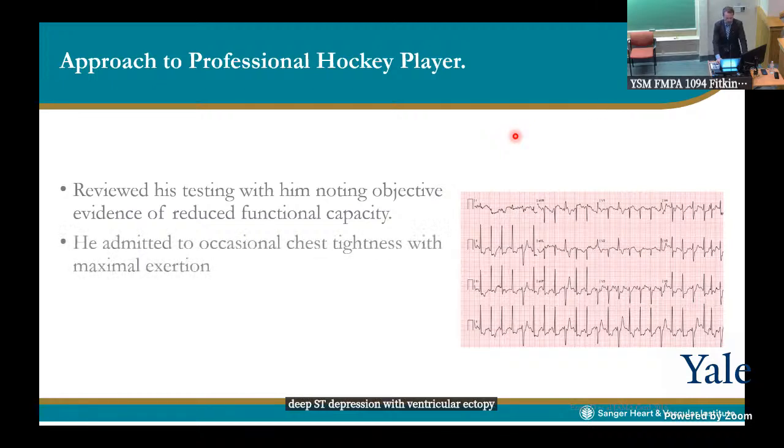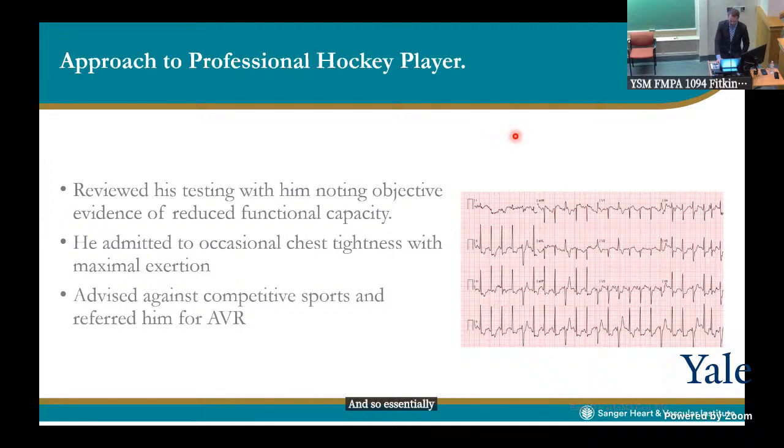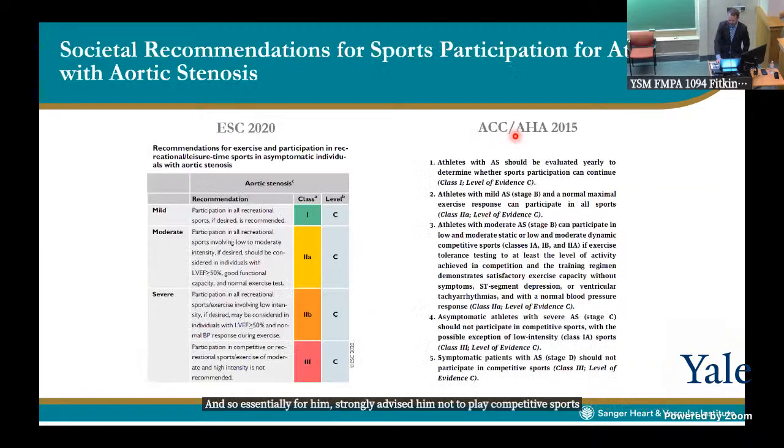And actually, when you talked to him and told him all of this, he said, well, yeah, I am getting a little bit of chest discomfort with exercise. And so essentially for him, I strongly advised him not to play competitive sports and referred him for an AVR. And again, these are more just from the slide deck from the guidelines, and these are consistent with that.